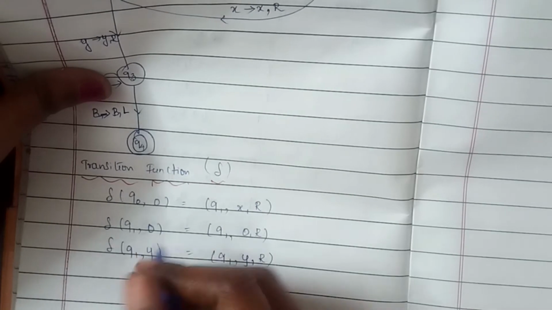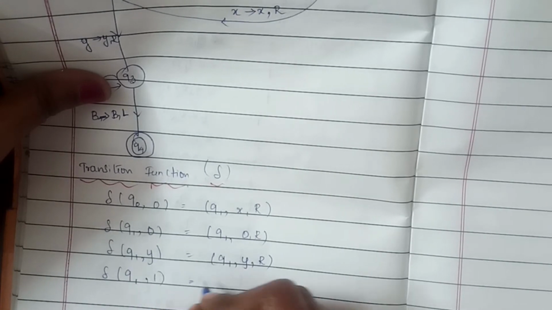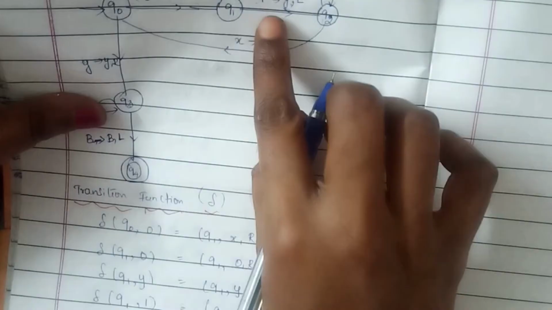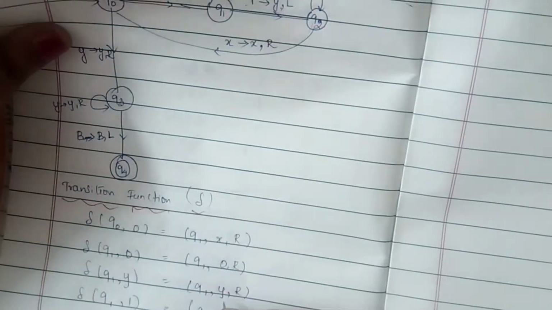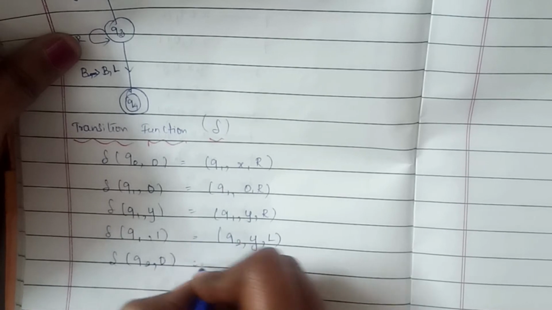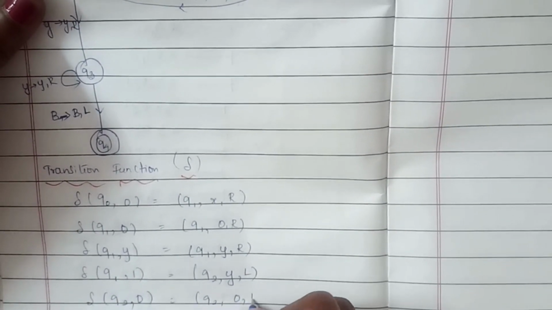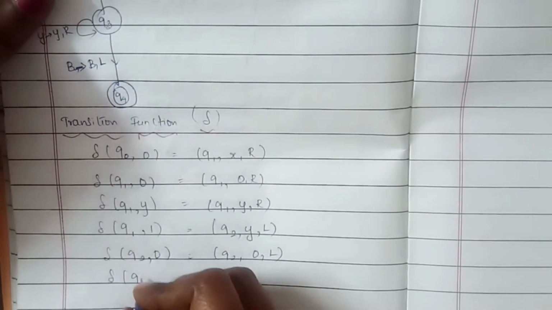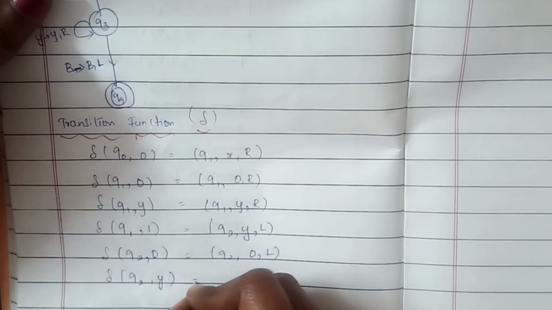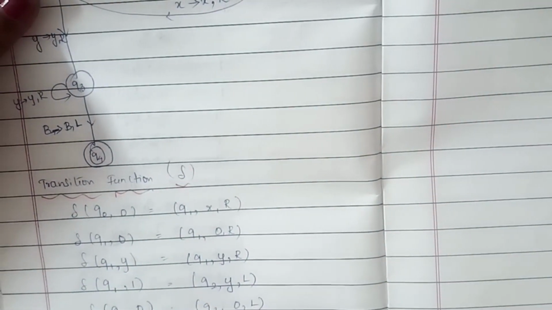Okay, after that, see this, q1 on 1, we'll have q2, and you have to change 1 to Y and you go for the left one, right? After that we'll have q2 on 0. What will happen? There is no state change and all are the same. So q2, 0, and left direction, and again q2 on Y, the same state, Y and left.